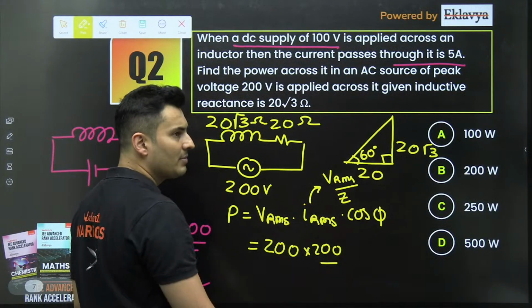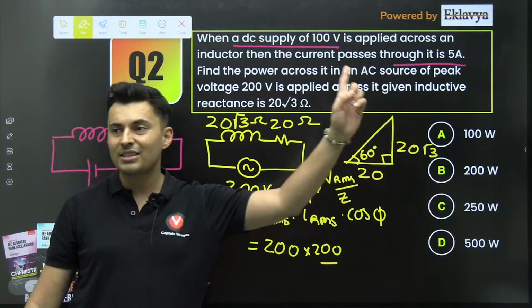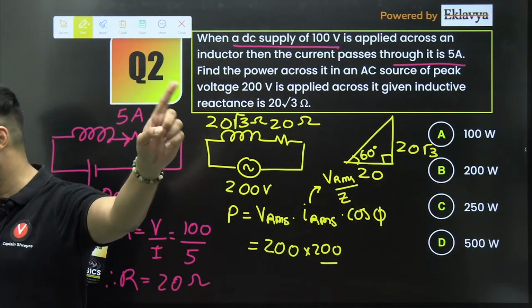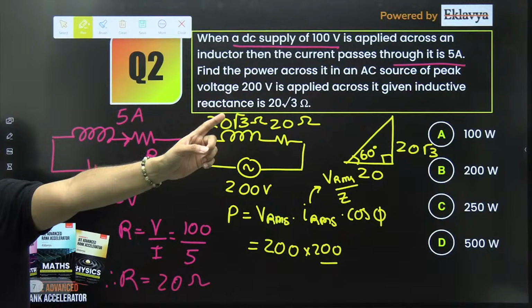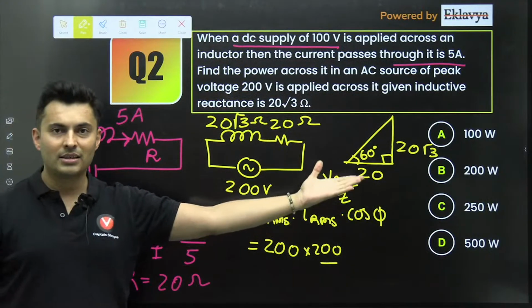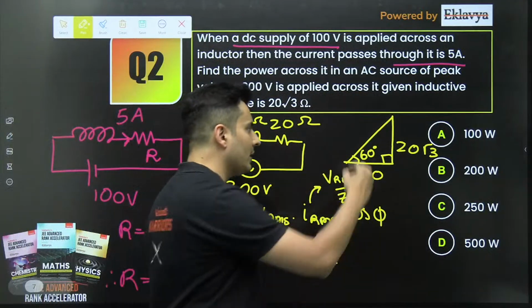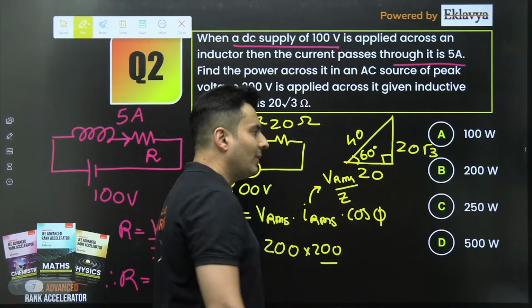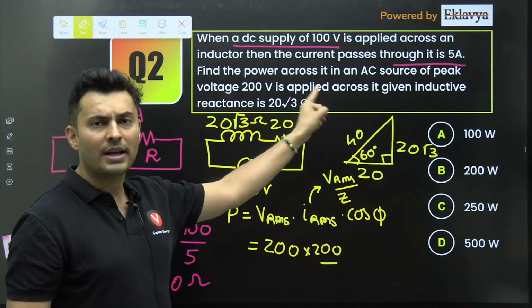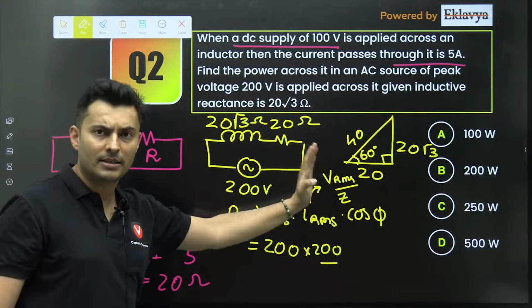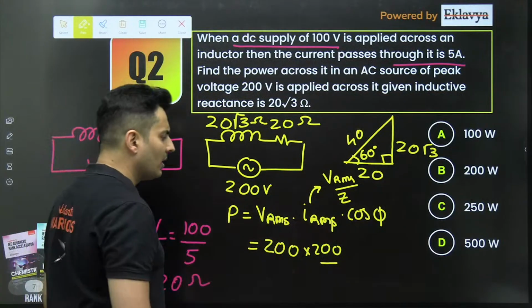How much will the impedance be, guys? This is 20, this is 20√3. Come on, do the math. Yes, it will be 40. Very good. It will be 40 ohms. 20 squared plus 20√3 whole squared will give you 1600. Take the square root of it. It will be nothing but 40 ohms.